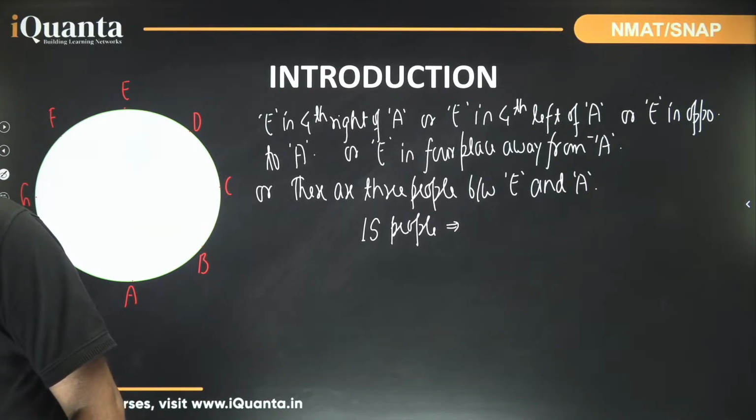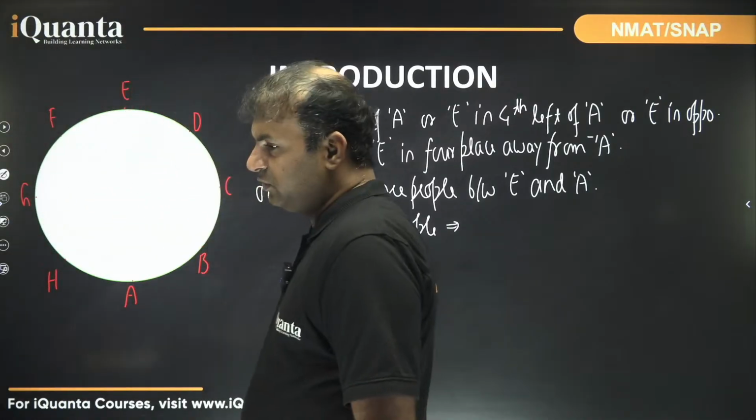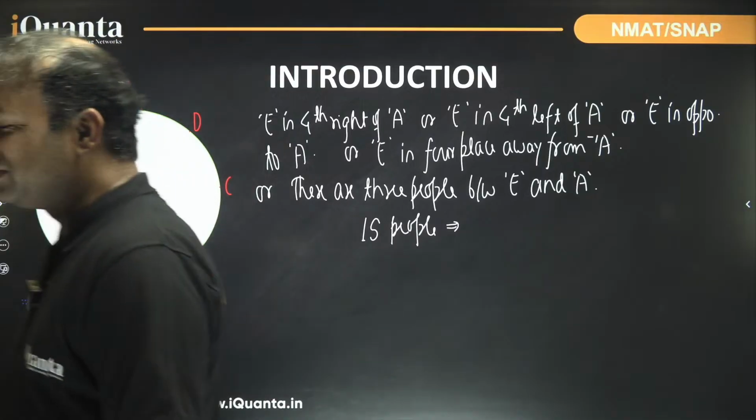Guys, I hope you understand my question. I asked that if there are 15 people in a circle, how many opposite sitting pairs will there be? Okay, one person is saying it's 7. No, it's not 7.